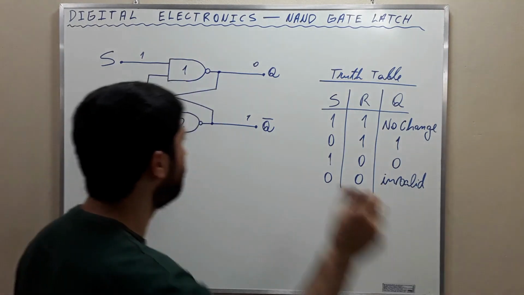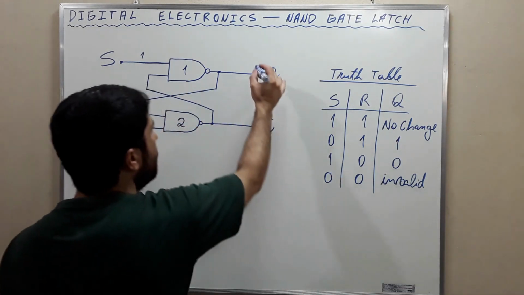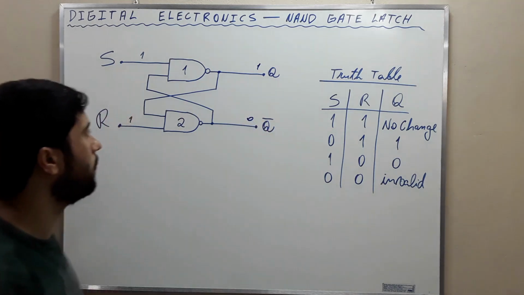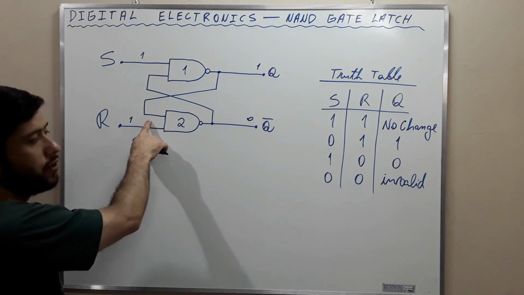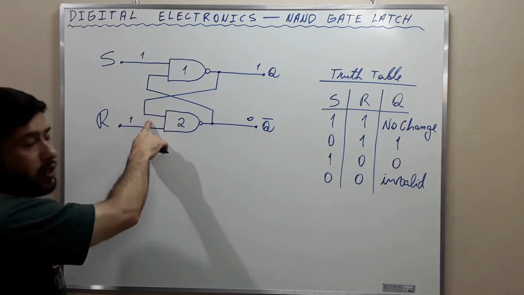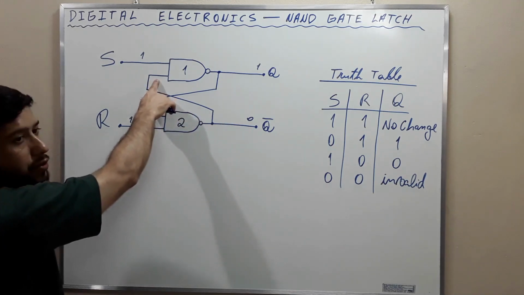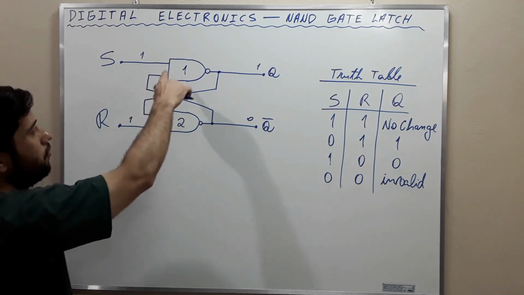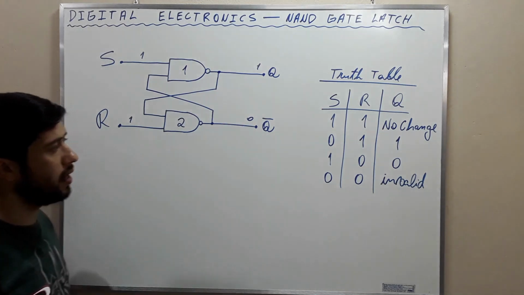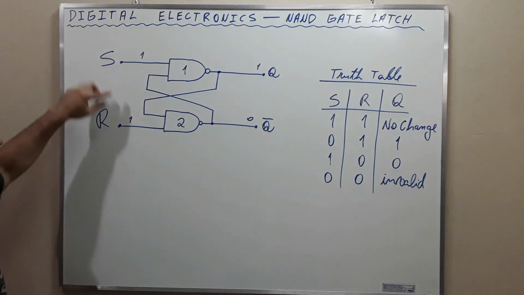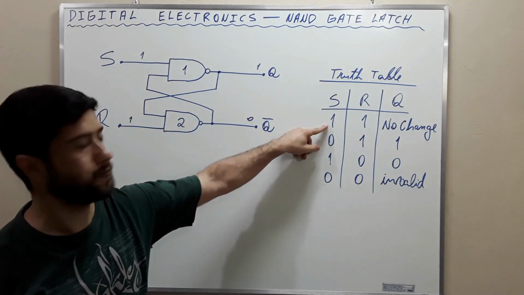Now let's see the opposite, when Q is 1 and Q bar is 0. This 1 here will flow to NAND gate 2, and 1 and 1 as inputs of a NAND gate produce 0, and this 0 will flow to NAND gate 1. 0 and 1 as inputs of a NAND gate produce 1. Then we see that when set and reset are both 1, the output is not changed.